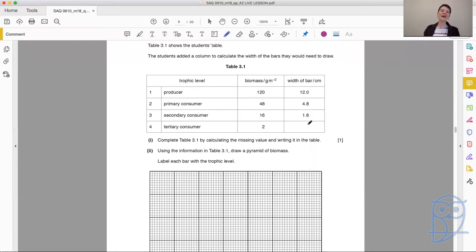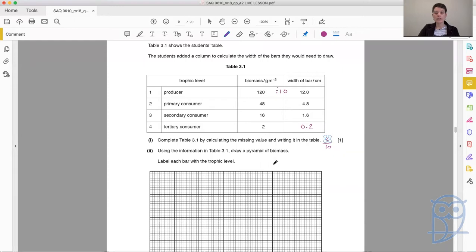And there it is, part 1. Complete table 3.1 by calculating the missing value and writing it in the table. So if we look at each of these, we can see that we have divided by 10 each time. To get from 120 to 12, we divide by 10. To get from 48 to 4.8, divide by 10. So we would have 2 divided by 10, and we'd have 0.2 as our width of the bar for that tertiary consumer.